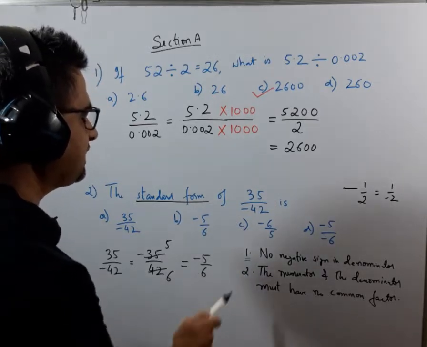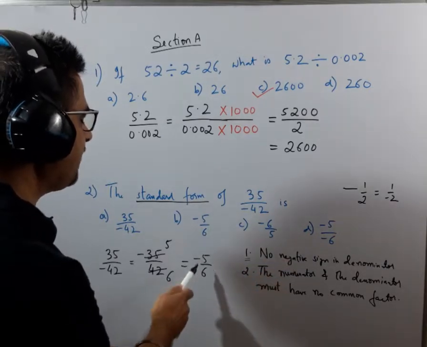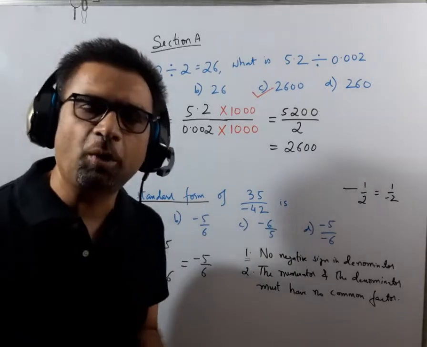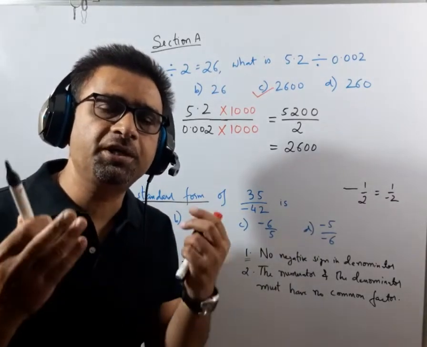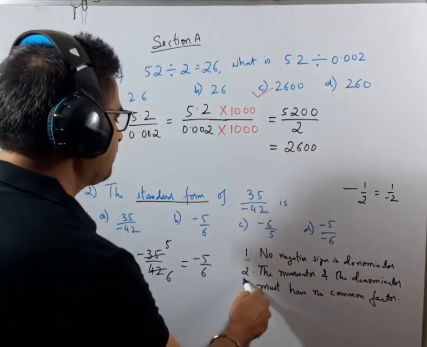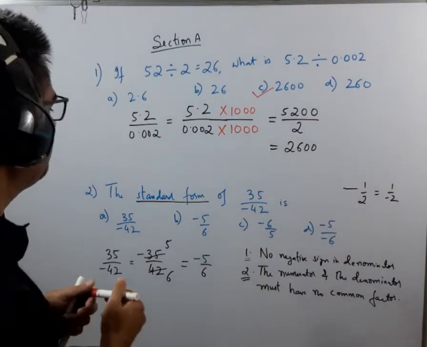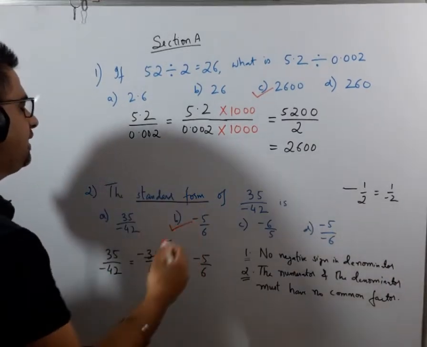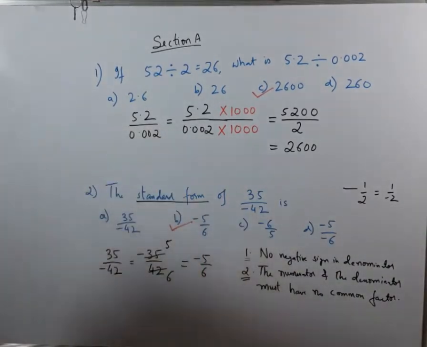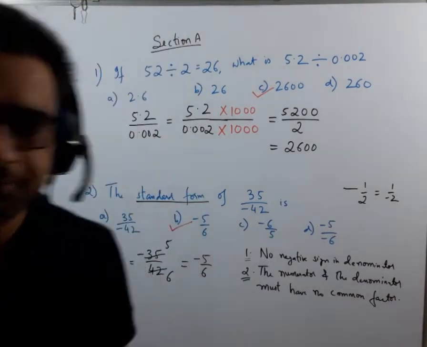Let's now check the second one. The numerator and the denominator must have no common factor. 5 and 6 have no common factor. It's already reduced to the simplest form, and therefore we have complied with the second one as well, thereby making answer choice B the correct answer. Yes? Great.